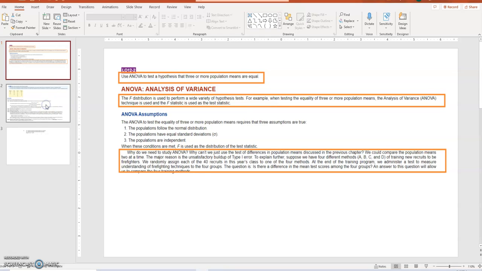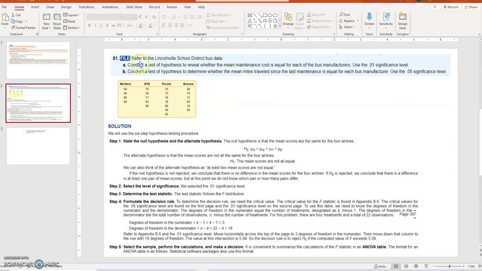So this is problem 51 from the book in chapter 12, and it involves the Lincolnville School District bus data. We're going to conduct a test of hypothesis to reveal whether the mean maintenance cost is equal for all 3 bus manufacturers. I'll show you quickly how to do this at the 0.01 level of significance, and then you can do the same thing for 0.05.